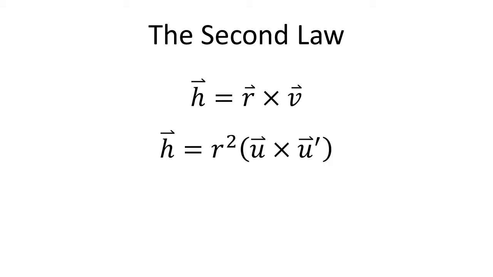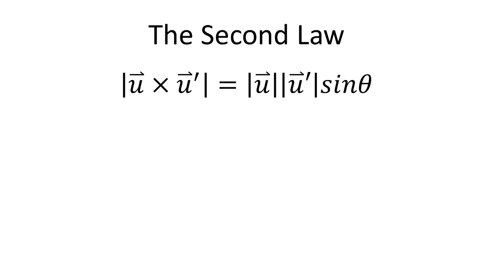To start, we begin with the constant vector h, which is the cross product of the position vector r and the velocity vector v. From the proof of the first law, h is also equal to r squared times the cross product of u and u prime, where u is as defined previously, and u prime is equal to minus sine theta, cos theta, 0 times d theta by dt.